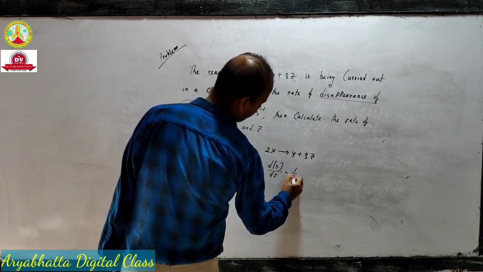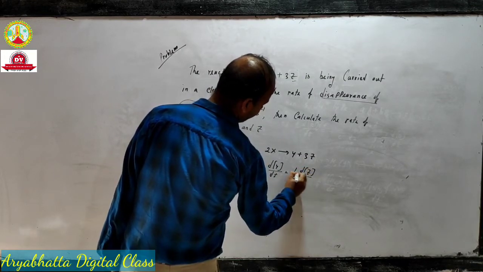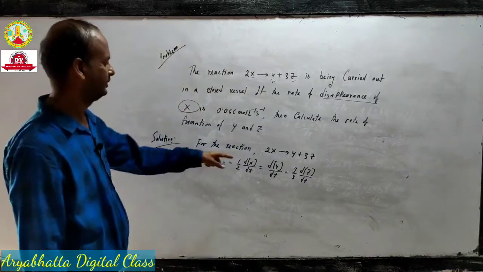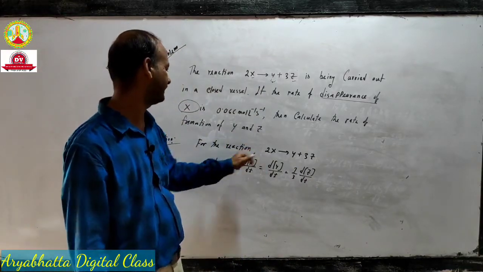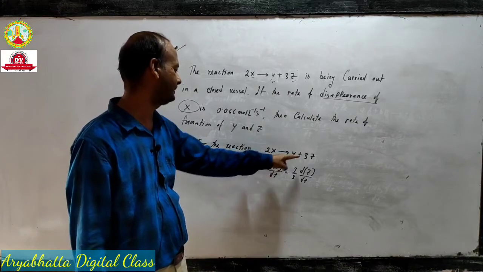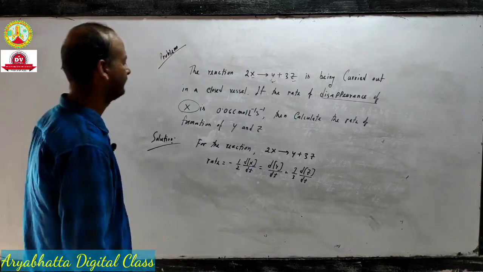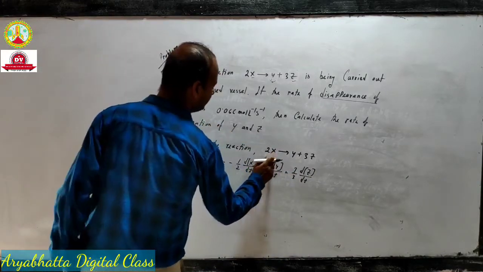This will be 1/3 dz by dt. This is 1. Okay, again I repeat. The reaction is this one, so it will be minus, meaning reactant, 1/2 dx by dt, and this will be dy by dt. 3 comes here, so this will be 1/3 dz by dt. So the value of the rate of disappearance of x has been given.